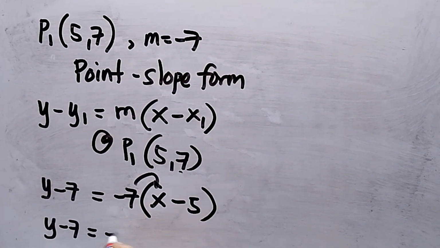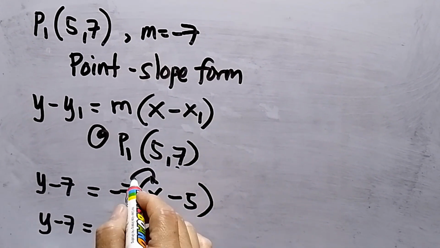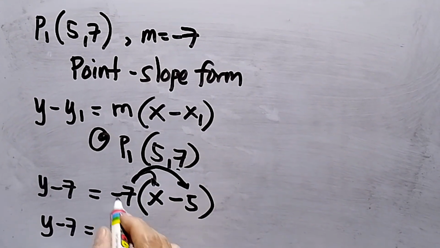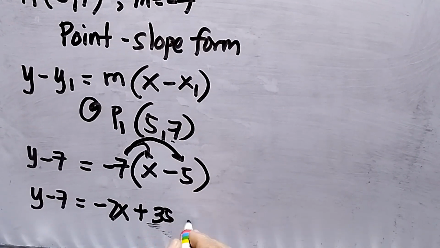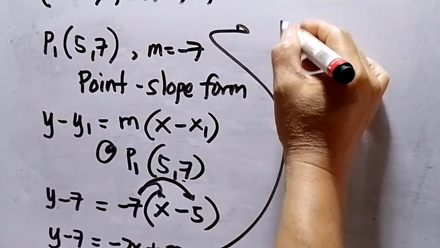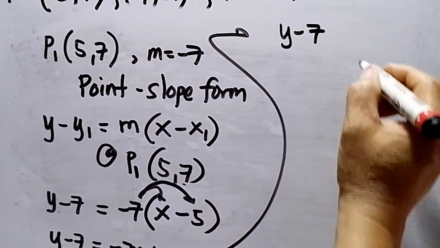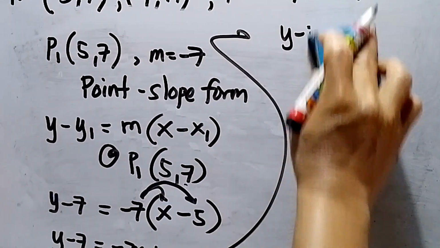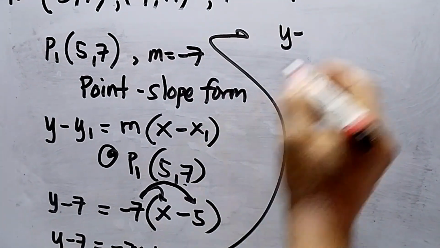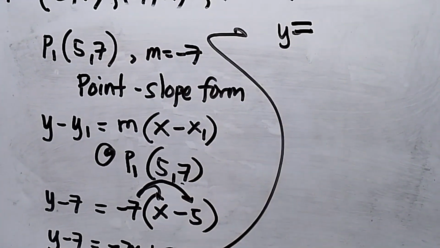-7 times x is -7x. I will distribute to the second. So negative times negative is positive. So 7 times 5 is 35. So this will be y minus 7 is equal to, this will be y, and then I need to transpose this one. Y equals instead -7x.